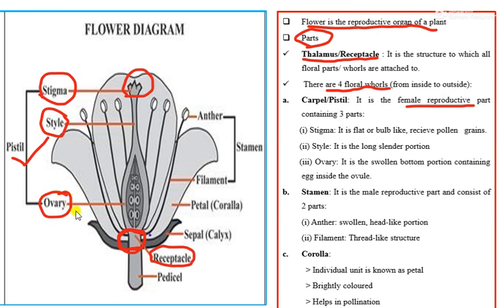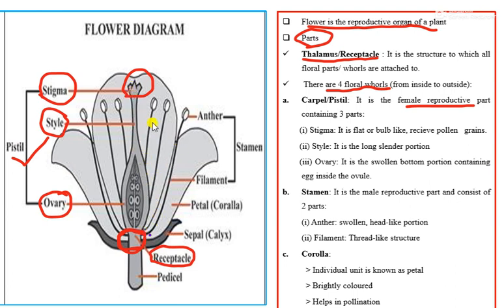Inside the ovary we find ovule, which contain eggs or the female gametes. So the 3 parts, stigma, style and ovary, comprises one carpel or pistil. Now the group of pistil is known as gynoecium. Gynoecium may consist of one pistil or more than one pistil. So the collective term for pistil is known as gynoecium. Remember this.